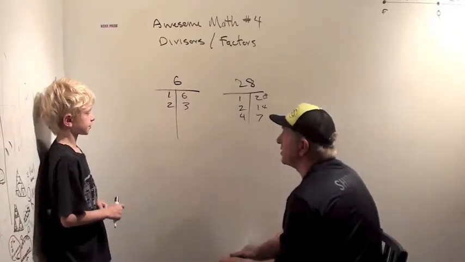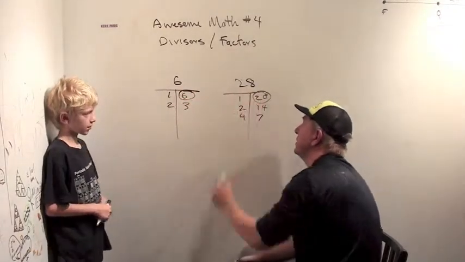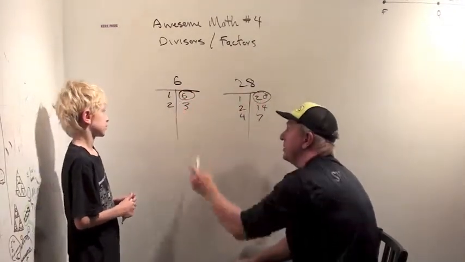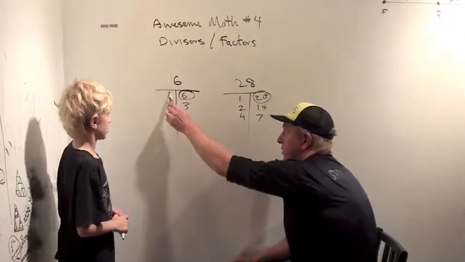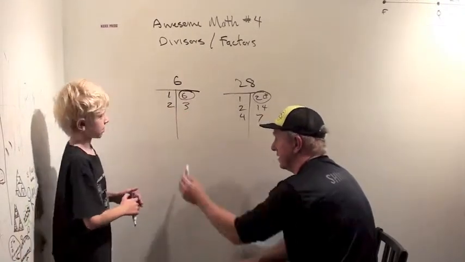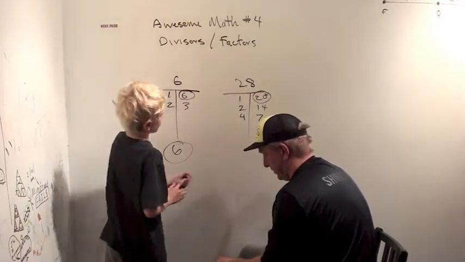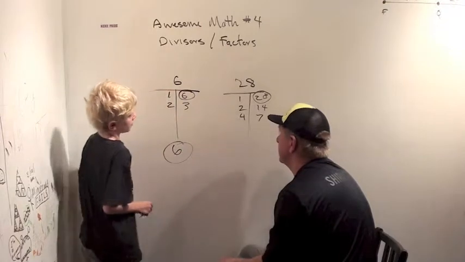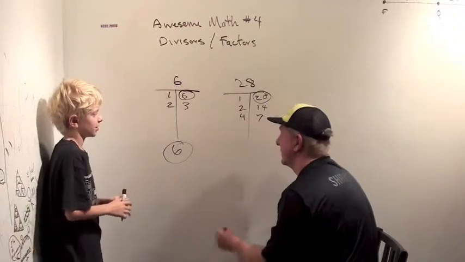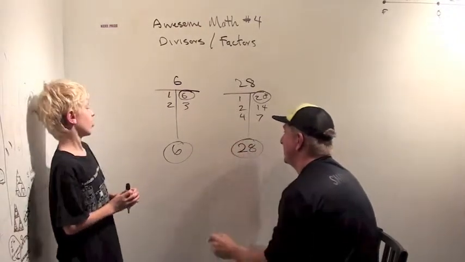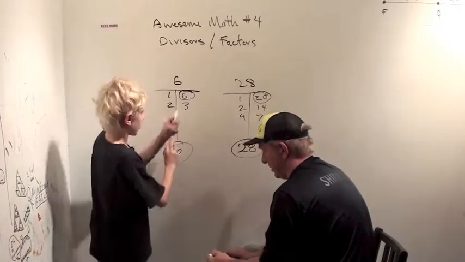Now, the book talked about something called a proper divisor, and that was a divisor that wasn't equal to the number itself. So add up the proper divisors of 6. What do they add up to? 1 plus 2 plus 3 is 6. Add up the proper divisors of 28. 1 plus 2 is 3, plus 4 is 7, plus 7 is 14. 7 plus 14 is 21, plus 7 is 28. So it seems like all the proper divisors add up to the number itself.